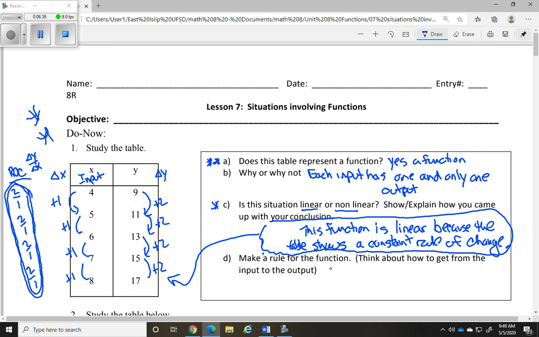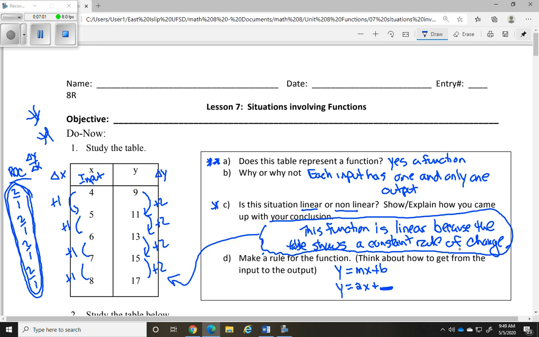Finally, it's asking us to make the rule. Now remember, this is linear, so linear functions can be written in the form of y equals mx plus b. Only linear functions are written in the form of y equals mx plus b. M is the rate of change, so I already know part of this. I know it's y equals 2x. The only thing I don't know is this b.